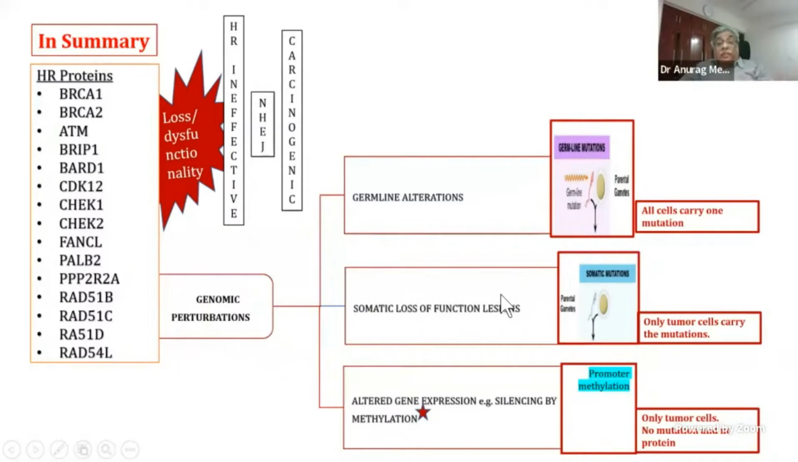In certain instances, this can be a somatic inactivating mutation in one of the genes coding for these proteins. And in this case, the alterations are seen only in the tumor cells and not in all the cells of the body. And then the genes encoding for these proteins can also be silenced by epigenomics, like methylation of the promoter sequences, which results in no protein, though there is no mutation, and this change is also seen in the tumor cells.